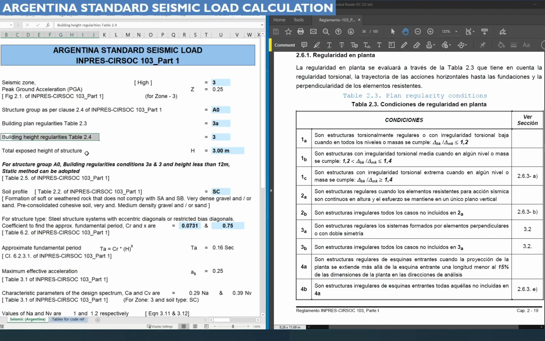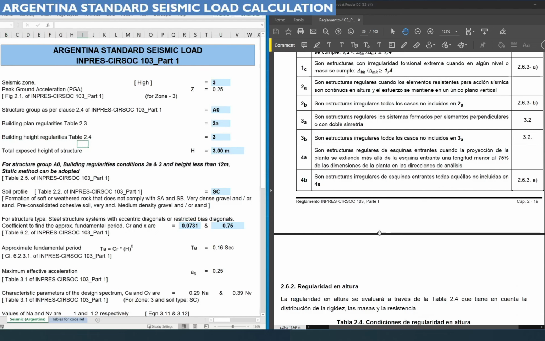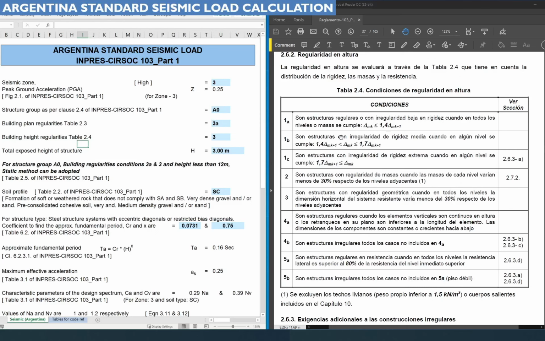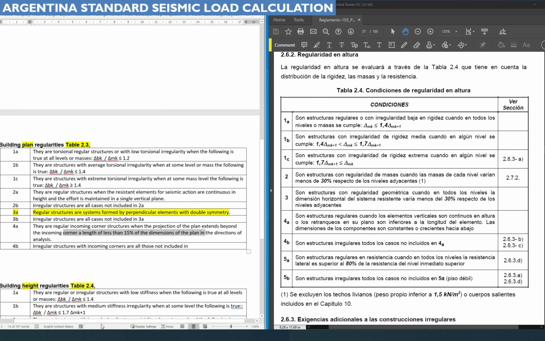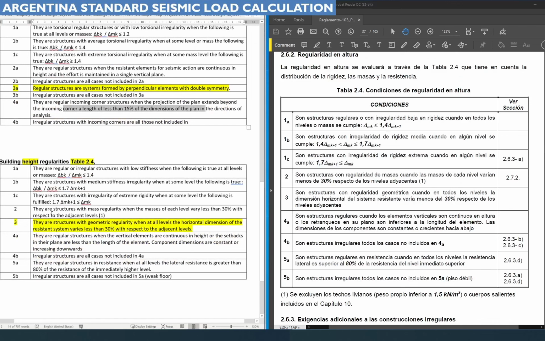Building height regularities, which we need to refer from table 2.4, which is here on the right hand side. Again, the translation in the Word file we can see here on the left hand side. So 1a means the stiffness to the mass: if it is less than or equal to 1.4, the condition is 1a. If delta bk by delta mk is less than or equal to 1.7 delta mk plus 1, then the case is 1b. 1.7 delta mk plus 1 less than or equal to delta mk means it is 1c.